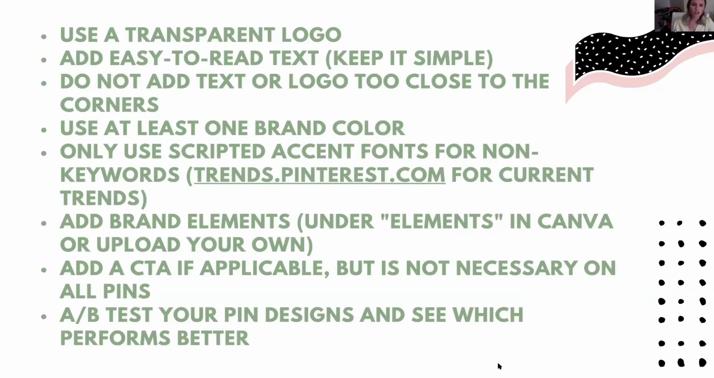But if you do want to check out the current trends on Pinterest to find some keywords for your pins and your text overlays, you can visit trends.pinterest.com. Those are all the current trends, and they update these at least weekly. So that's a great way to kind of keep in mind what's trending right now on Pinterest. And then you also want to add brand elements. So I will walk you through that soon and how to find those. Elements would be things like these dots right here and this graphic right here. So adding some elements to your pins can sometimes help catch the eye.